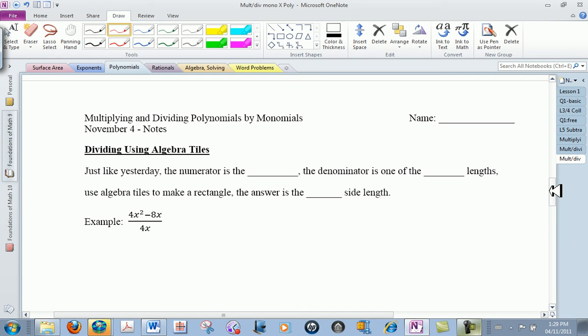Now we're going to do dividing. You've already done dividing. It's the opposite of multiplying. So that means you divide your numbers. And what do we do with the letters? We divide them. So what do exponents do? You have to subtract your exponents. So x cubed divided by x equals x to the exponent 3 minus 1, which is x squared. So when you're dividing your letters, you have to subtract your exponents.